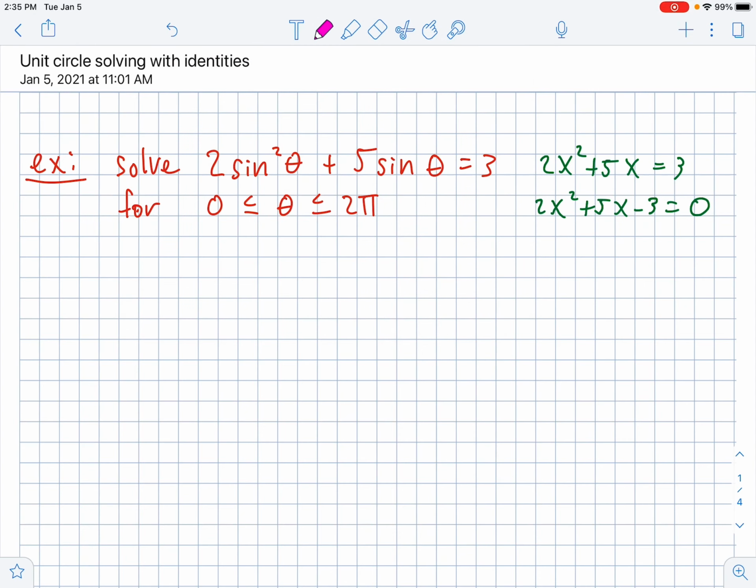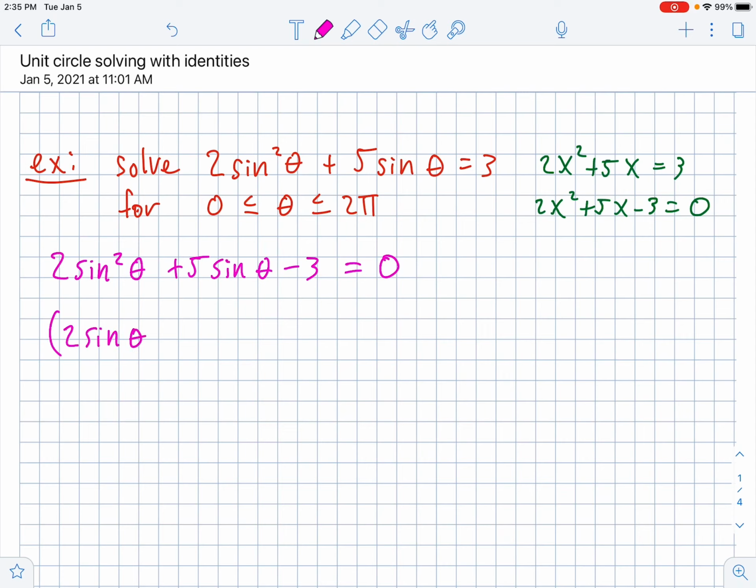So let's do that. But instead of using x, we'll keep sine of theta as basically our x. So this will be 2 sine squared theta plus 5 sine theta, but then I'll subtract 3 from both sides to get this set equal to 0. Now, you could do smoke and mirrors, but I think this one, because they're all prime numbers, is not too bad to kind of guess and check.